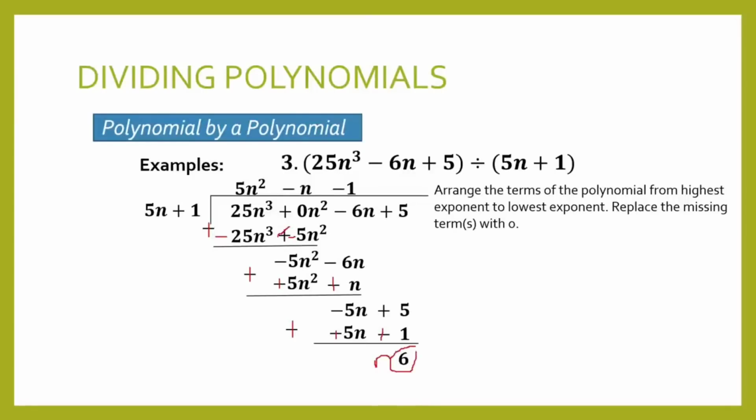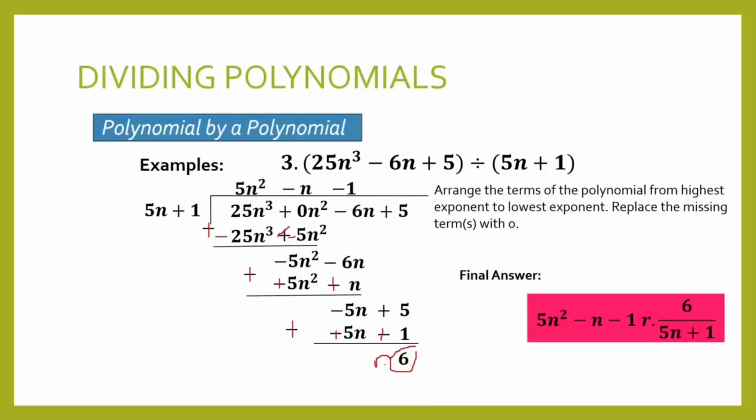So just like what we did in example number 1, we write the final answer as 5n squared minus n minus 1, remainder 6 over our divisor 5n plus 1. So again, for us to include the remainder, we have to write it as the numerator over the denominator, which is our divisor. So that's it for our lesson in multiplying and dividing polynomials. Thank you so much for listening.